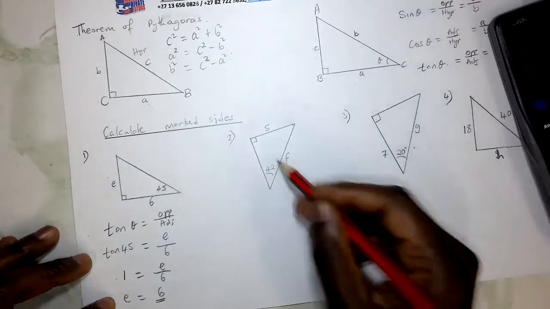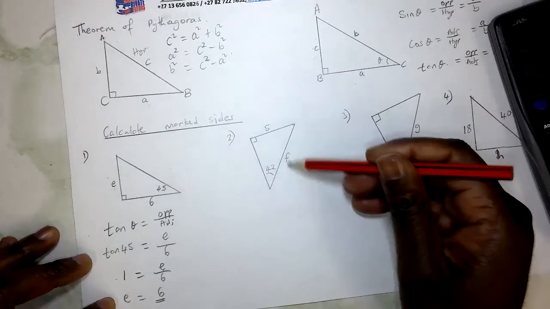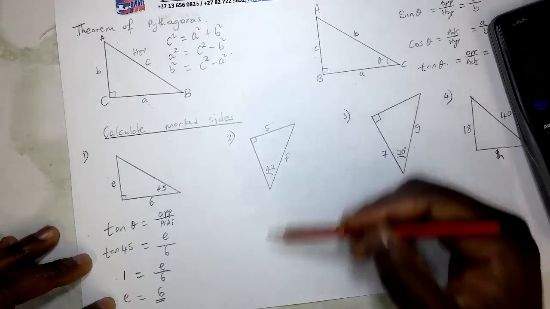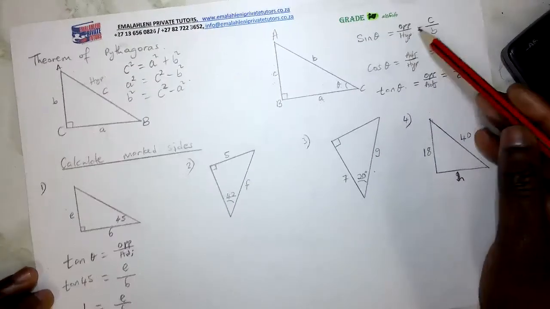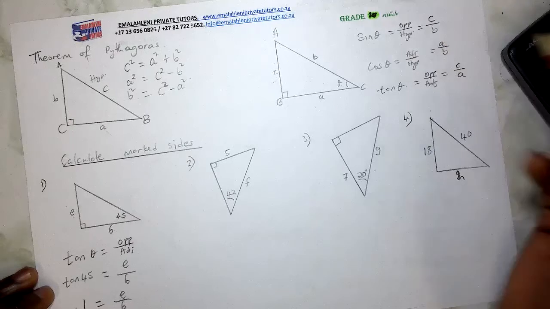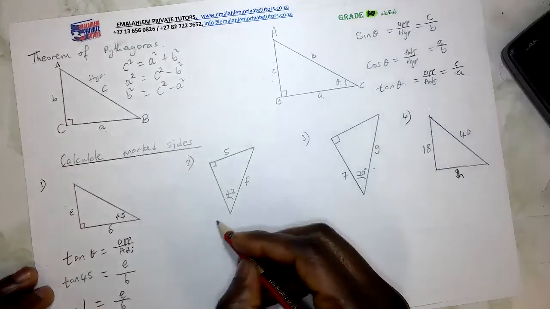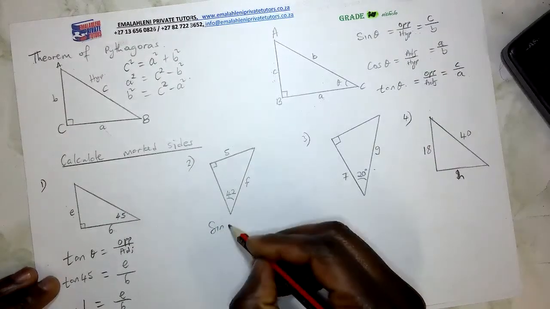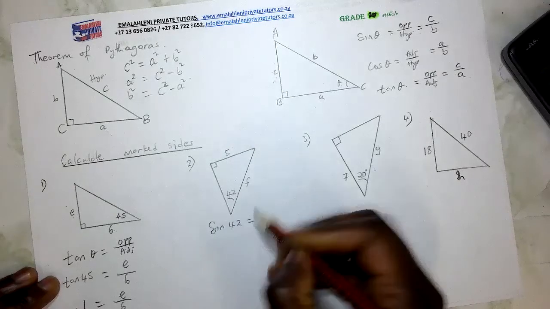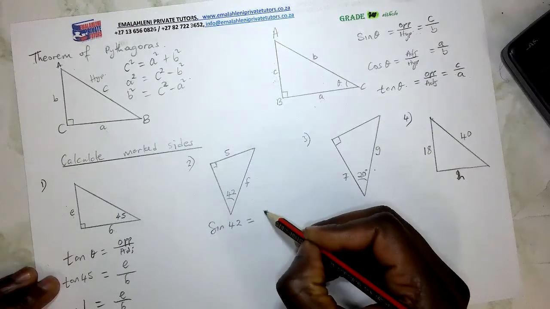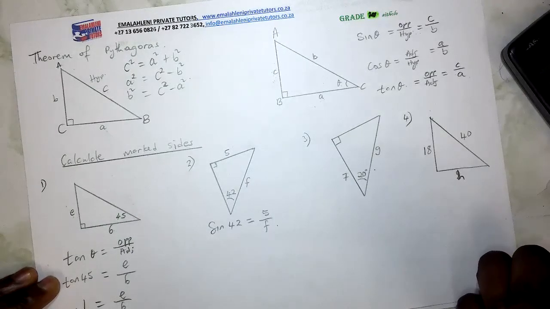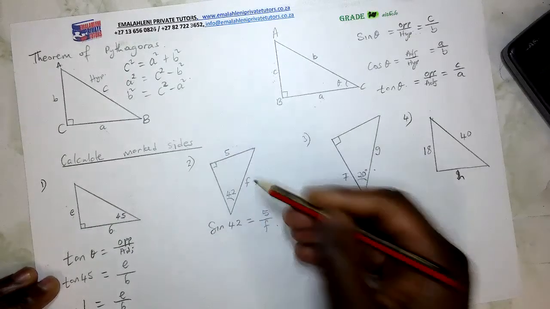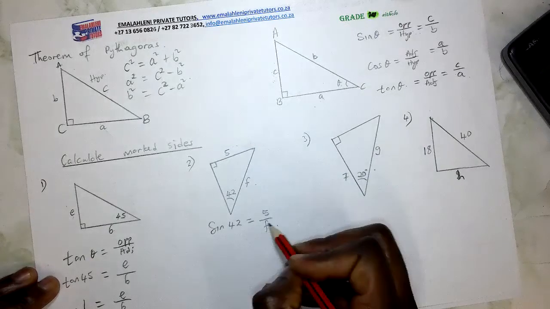Then let's come here and see what we are given on this one. We are given the hypotenuse and the opposite side. So which one uses opposite and the hypotenuse? It is our sine. So what do we know? We know that sine 42 is equal to 5 over F. That's what we know because it's opposite over hypotenuse. We're given the opposite and the hypotenuse, and we want the hypotenuse. So we cross multiply.